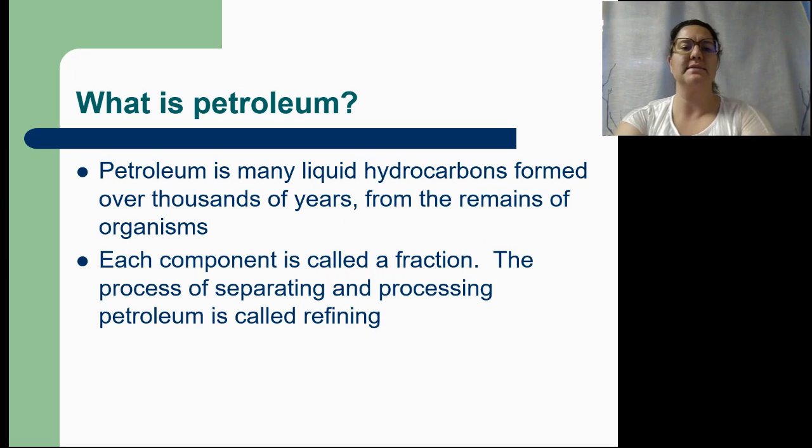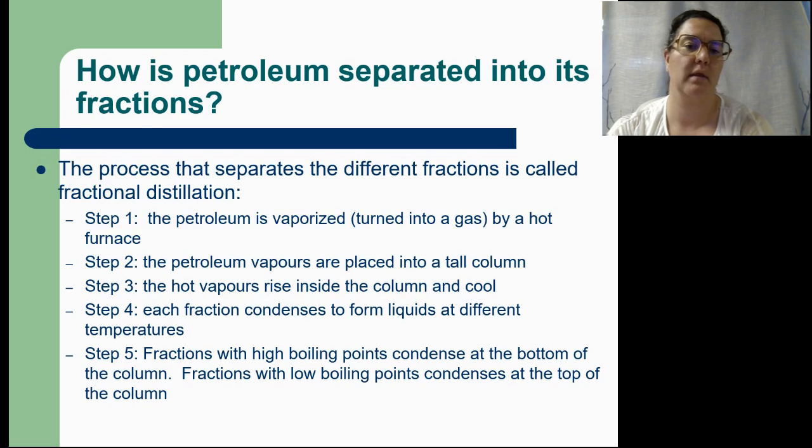So, petroleum is a liquid hydrocarbon formed over thousands of years from the remains of deep sea or shallow sea organisms. Each component of hydrocarbon is called a fraction. The process of separating and processing petroleum is called refining. So we want to separate the petroleum into different hydrocarbons. The process that separates the different fractions is called fractional distillation.